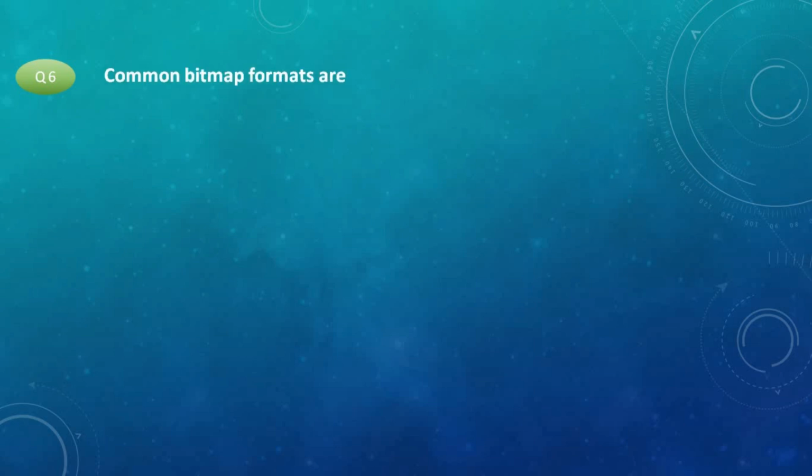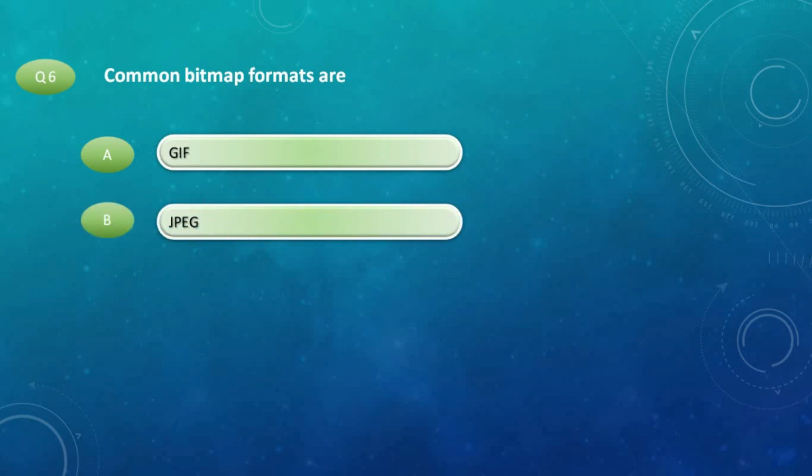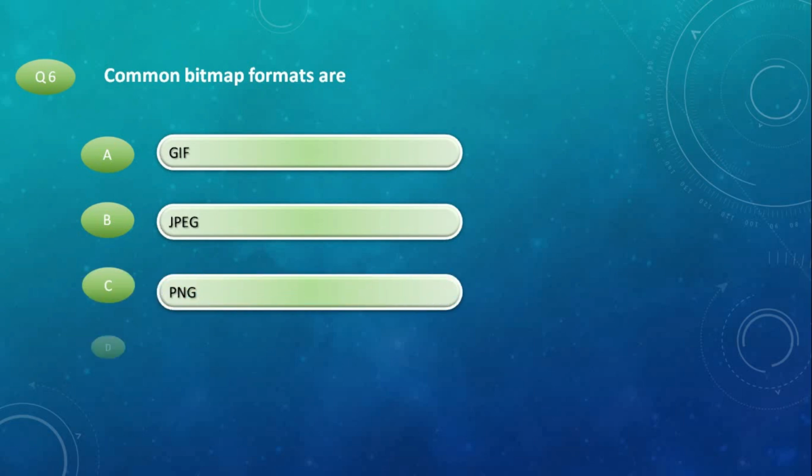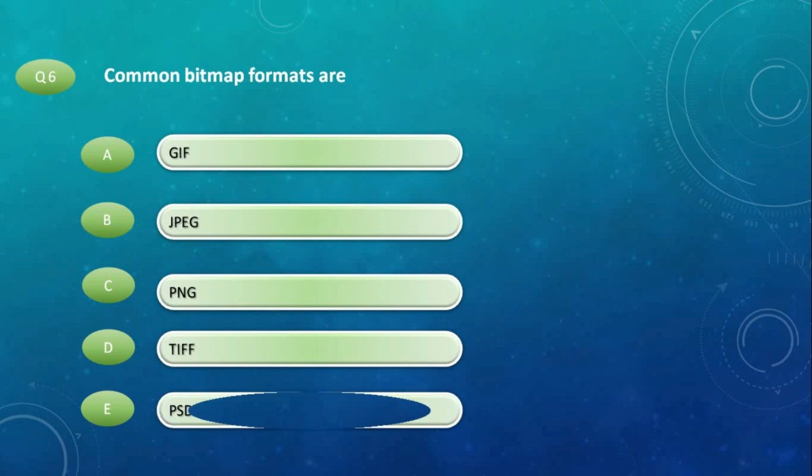Common bitmap formats are. So what are the common bitmap formats? We have GIF, JPEG, PNG, TIFF, and PSD. So all these are bitmap formats. GIF, JPEG, PNG, TIFF, and PSD.